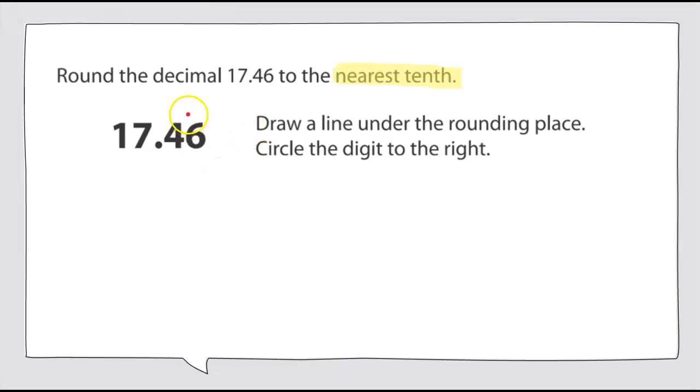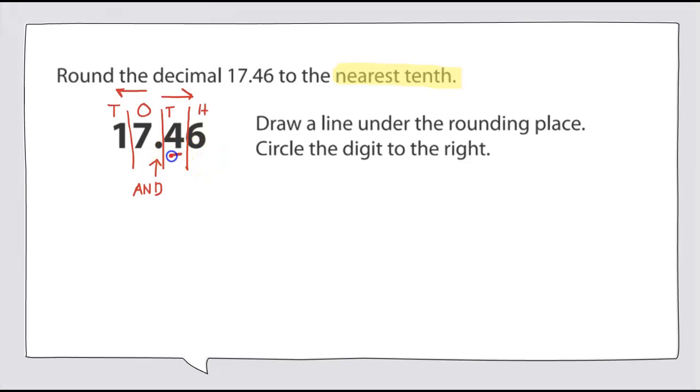So I have to know my decimal place value to help me with this. I know that here's my decimal. What's my favorite word? I'm sure you're saying it in your head, it's the word "and." That represents that decimal. So 17 and 46 hundredths. I know that this is my ones place, this is my tens place. These are whole numbers. Our decimals are parts of a whole. So we have a tenth, and then we have our hundredths. Okay? So we're going to round to the nearest tenth.